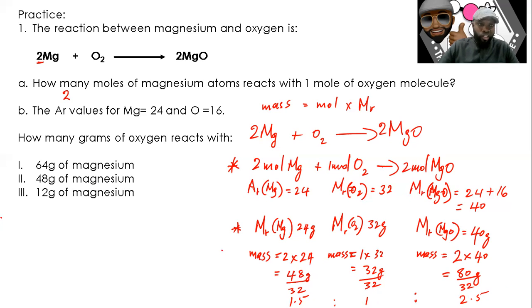I'll move over to this side to complete. Let me write my ratio here again. Magnesium there is 1.5. Then I've got the oxygen molecule, which is 1. And then I've got my magnesium oxide, which is 2.5. So my ratio, again, is 1.5 to 1 to 2.5.